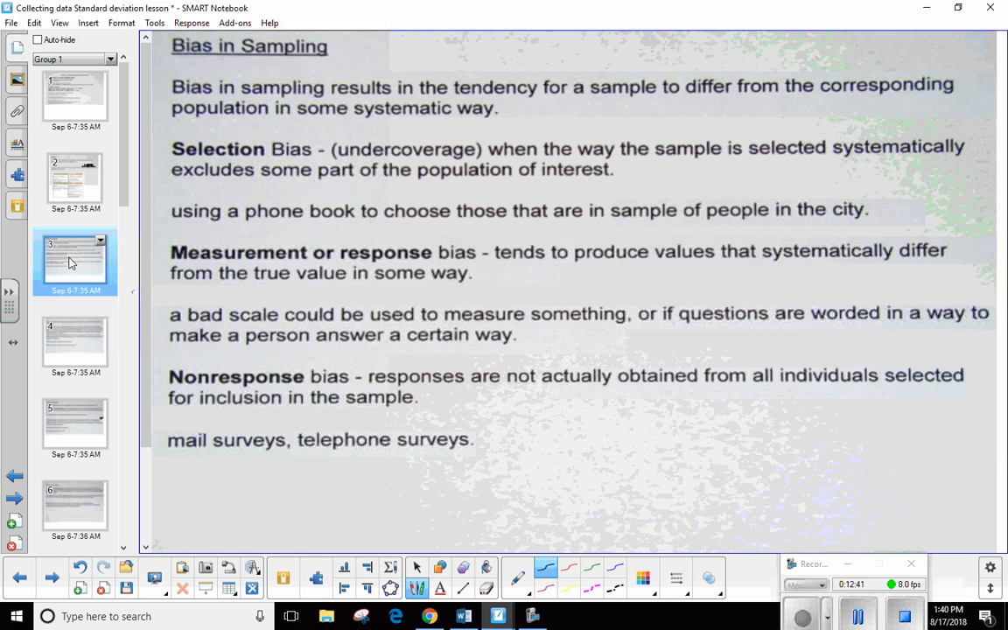So this is if, while recording your data, you know, sometimes in science class you'll do these activities where you have to measure or weigh things like that. What if the scale is faulty? Well, then what happens to your data? It's not correct.